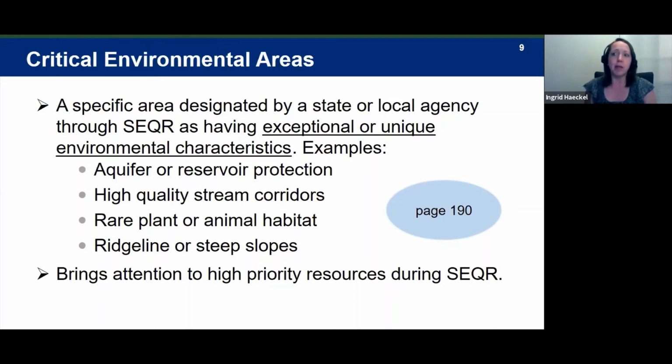So what this means is that the lead agency, which is typically the planning board, has to evaluate potential impacts to the CEA qualities along with other potential environmental impacts that are assessed during SEQR. And it's, in my opinion, one of the least obtrusive ways to bring attention to a priority resource, short of establishing local zoning or environmental regulations over that feature. But it still formalizes attention and brings attention during the environmental review to that resource.